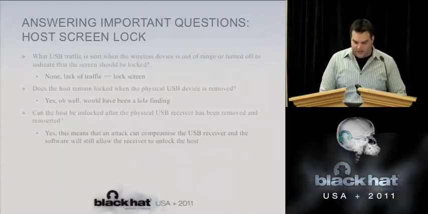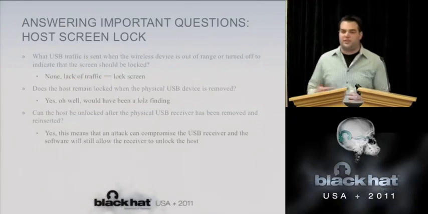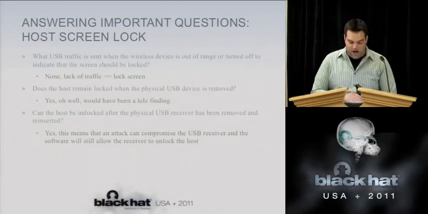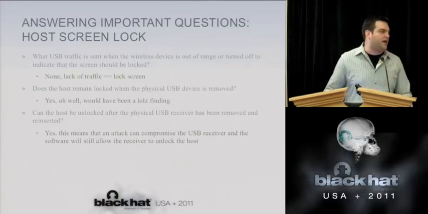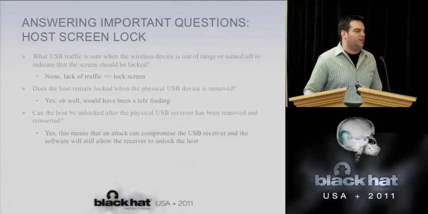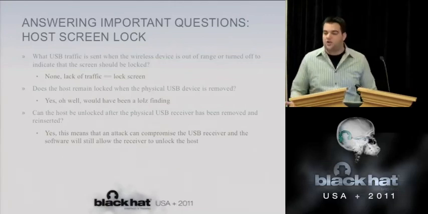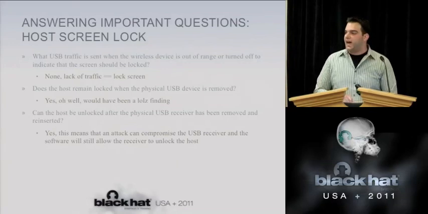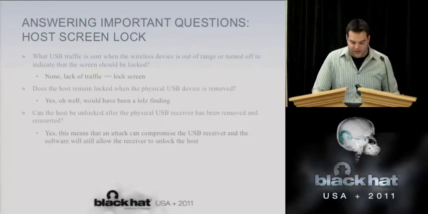So the next question is, when the host screen is locked and being protected, what does the USB traffic look like? What is this device doing to say, hey, this wireless token's out of range, lock the screen? What's being sent? Actually, the answer is no traffic is being sent. So really it's the lack of USB traffic that signals to the host software that the screen should be locked. So we can identify that, right?